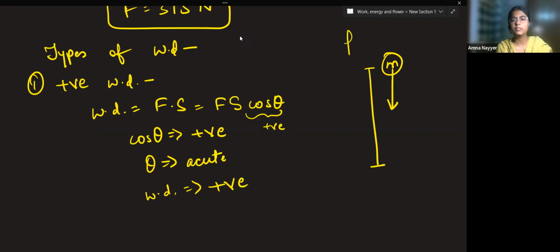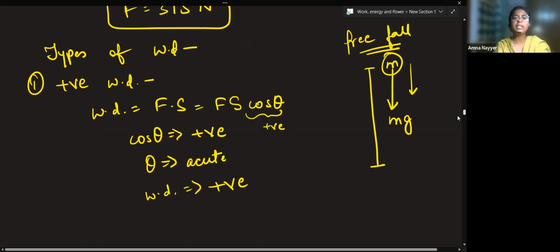Freely falling body. Free fall we have done already. So same case of free fall. Here, mg is acting downwards. Ball is also covering the displacement downwards. So angle is 0 degree. You have positive work done. Right, so you can take any example.